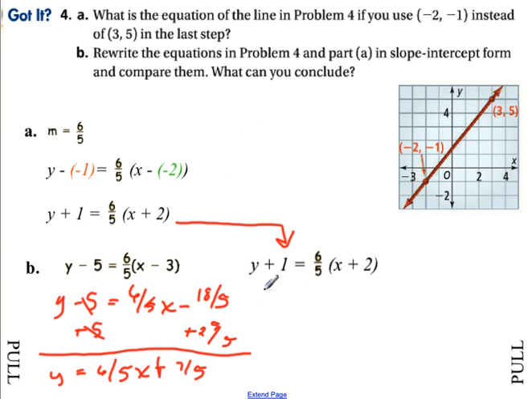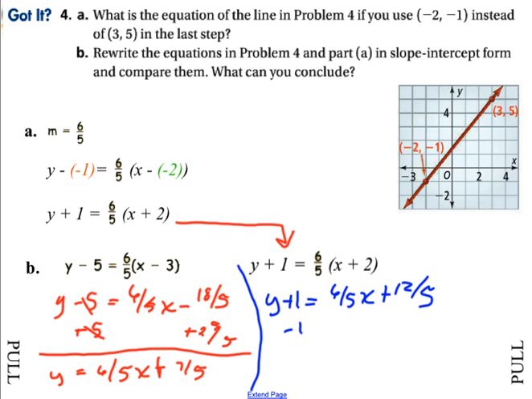And then on the right hand side, using this equation, we end up with y equals 6/5 x, and then multiplying through we get plus 12/5. Well, it doesn't look the same yet. Whoops, I forgot my plus 1 here. It's still y plus 1. Sorry about that. Let me go back and erase that. That's kind of messy. See if I can do a better job for you here. Alright, so let's try that again. Y plus 1 equals 6/5 x plus 12/5.